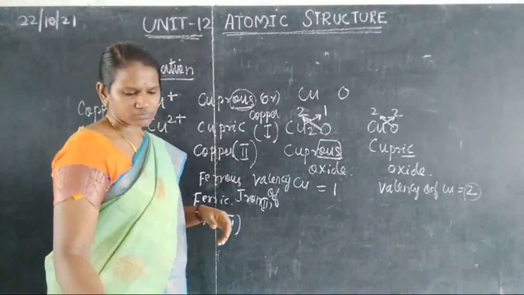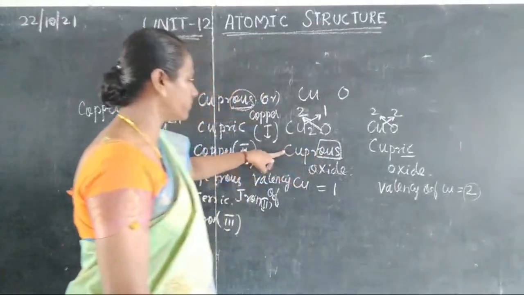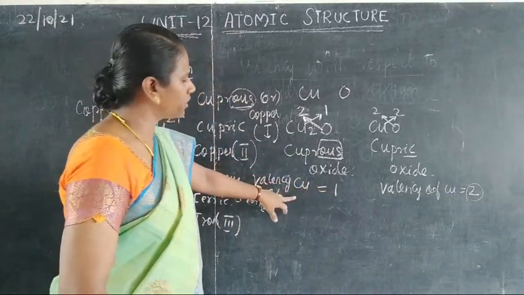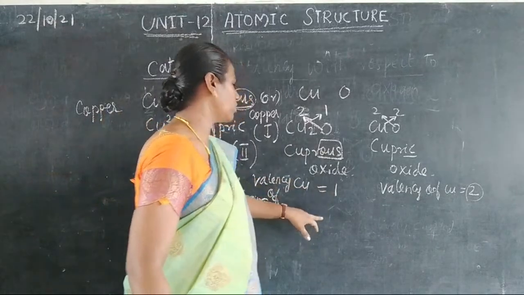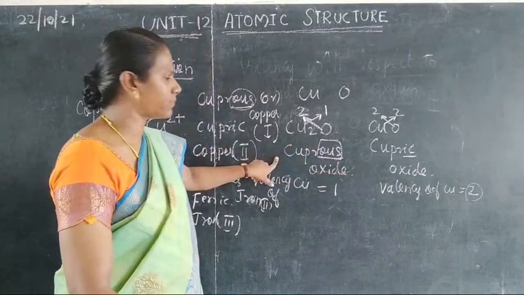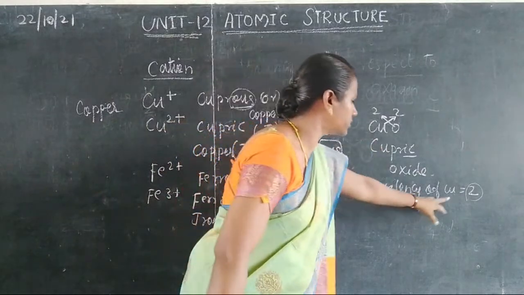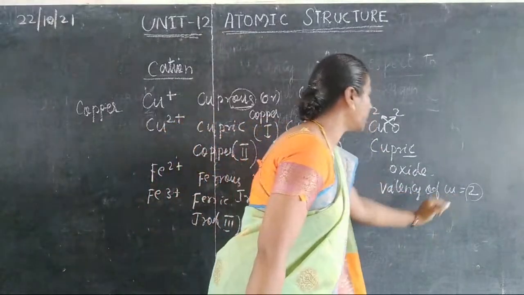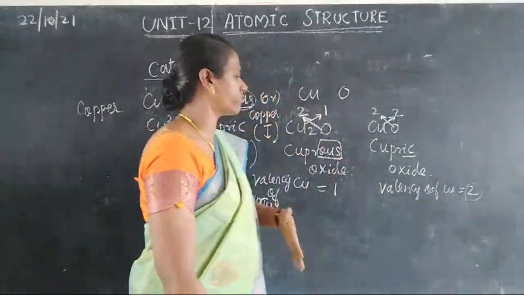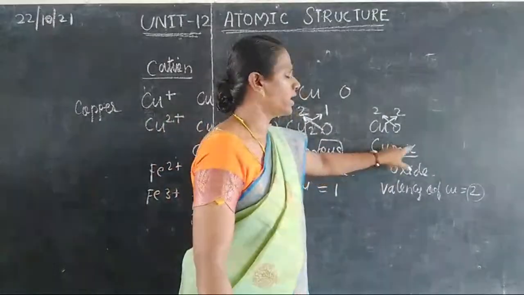Okay? So in this case, for example, in cuprous oxide, the valency of copper is 1. So, to denote the lower valency, the suffix OUS is added at the end of the name. And here, in cupric oxide, the valency of copper is 2. So it has a higher valency. So to denote the higher valency, the suffix IC is added at the end of the name.